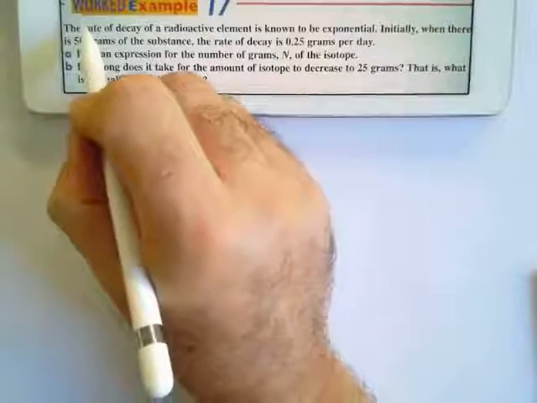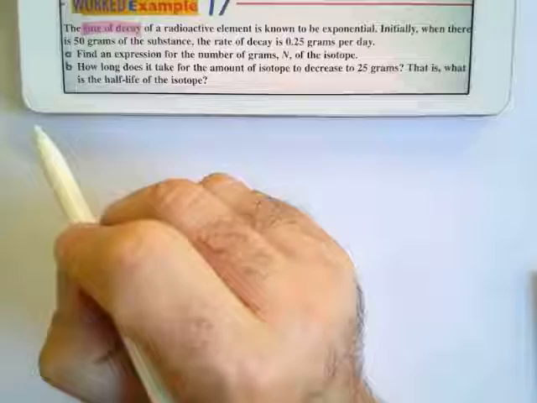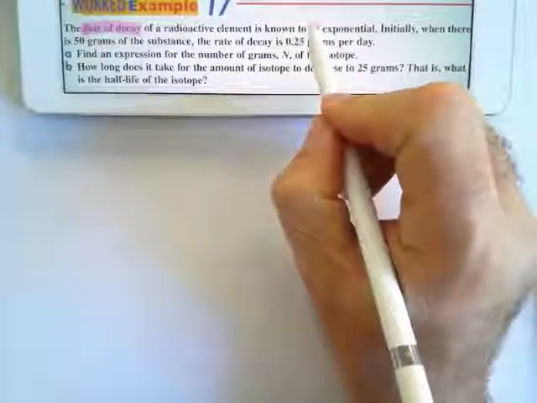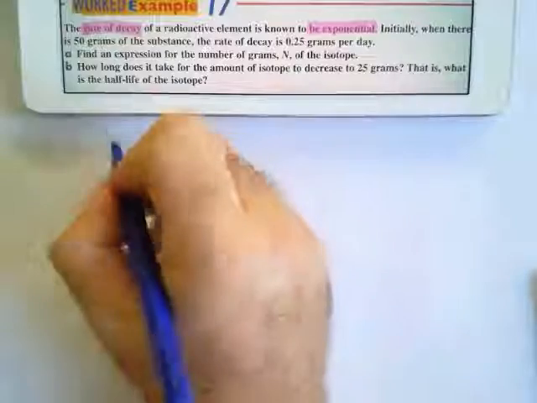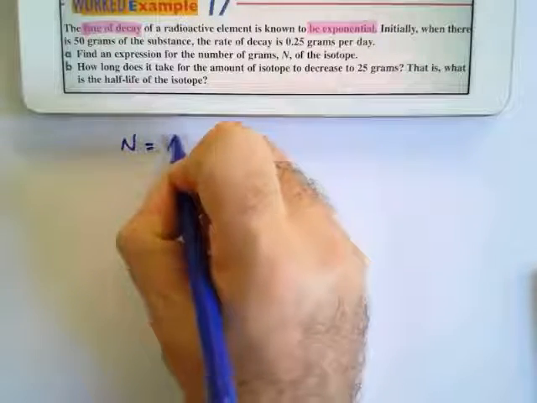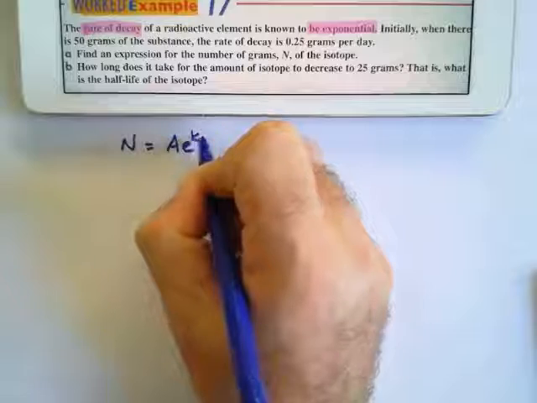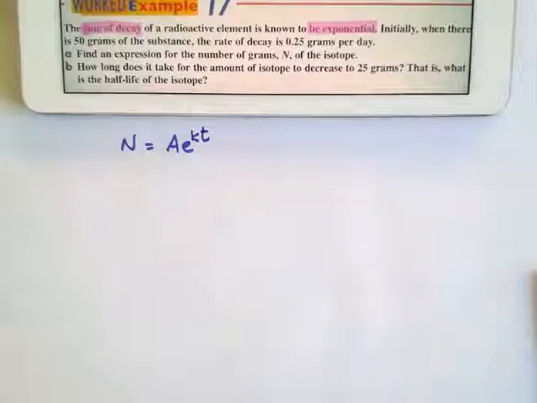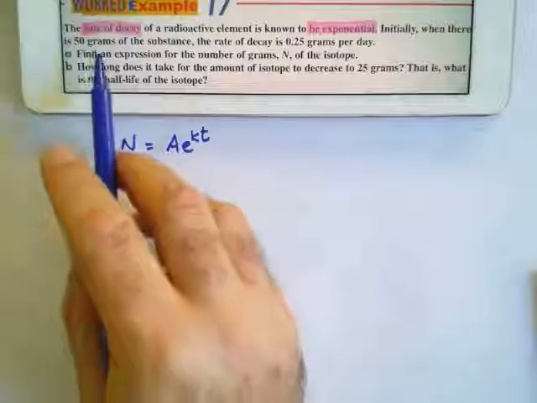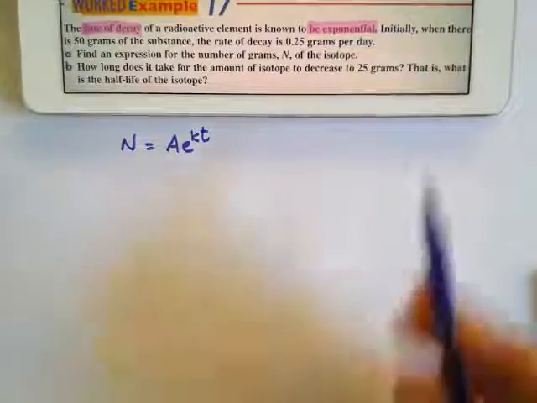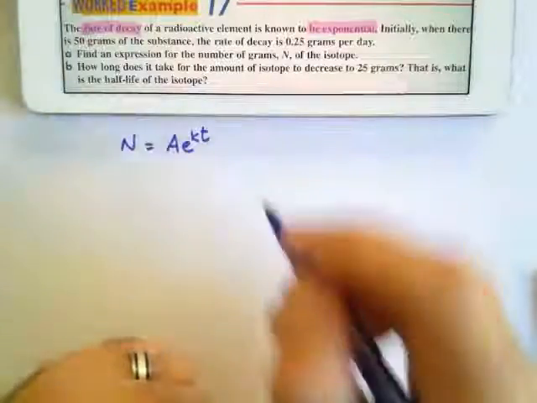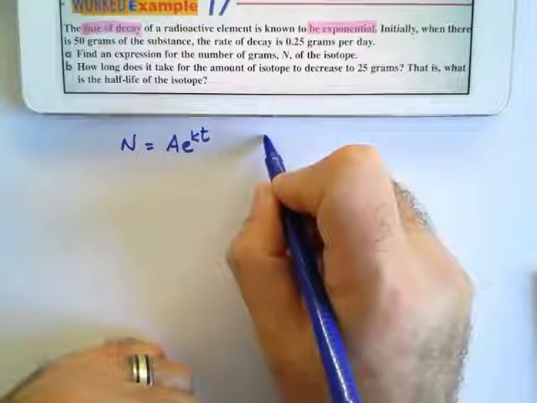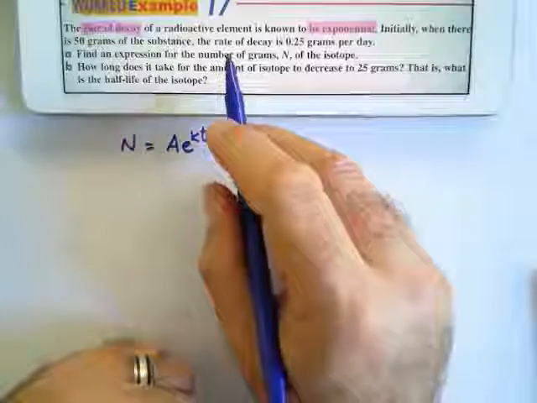The rate of decay of a radioactive element is known to be exponential. So the moment we see that, we can immediately say N equals A e to the power kT, just by saying the rate of decay is known to be exponential. Initially, when there's 50 grams, so when time is 0, the rate of decay.